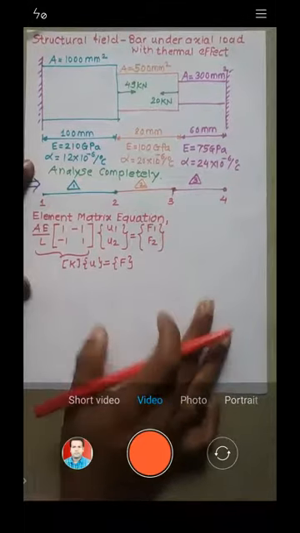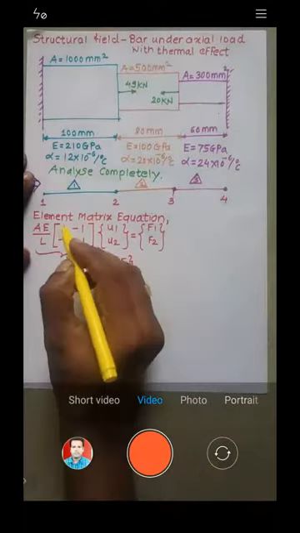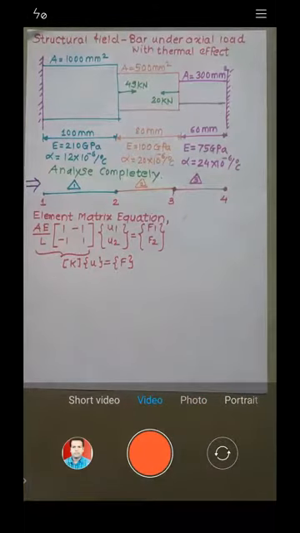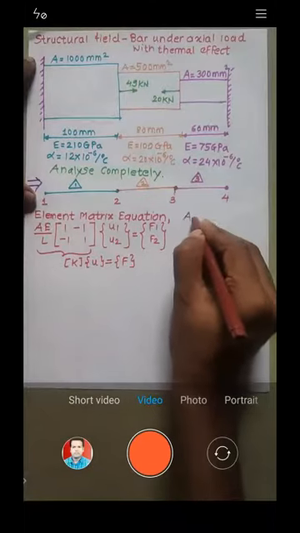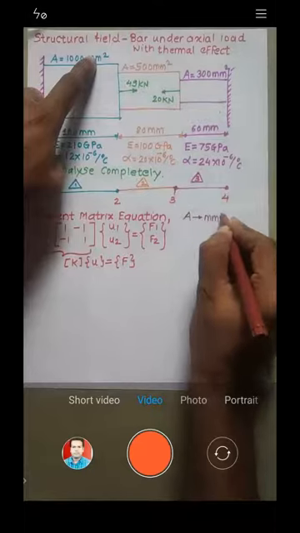Now, before applying the element matrix equation, let us check the units. We need to first check the units, and let's start with the area. Area is in mm square, so there is no problem.